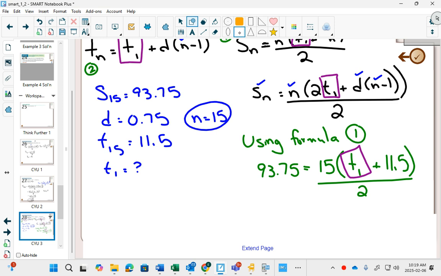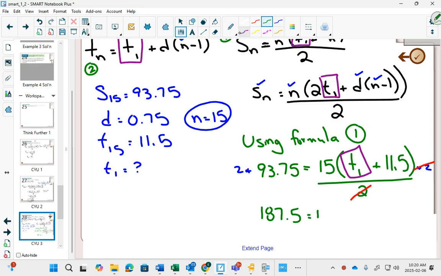Now you just have to deal with order of operations. Probably the first thing I would do is dividing by 2. The opposite of dividing by 2 is multiplying by 2. So I'd multiply both sides by 2. This 2 would simplify away. And 93.75 times 2 is 187.5 equals 15. It's nice to take your time.